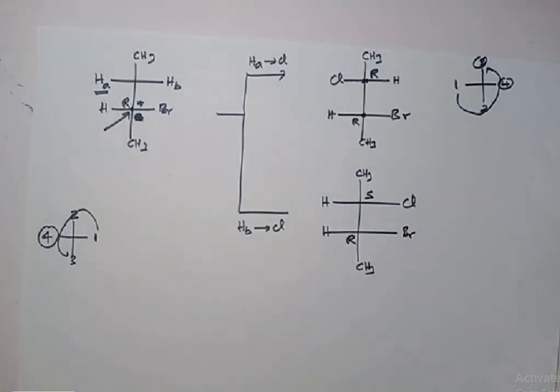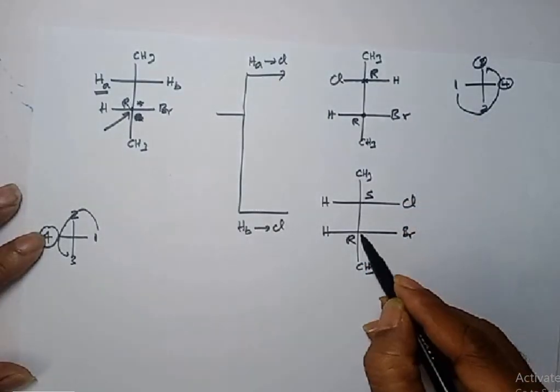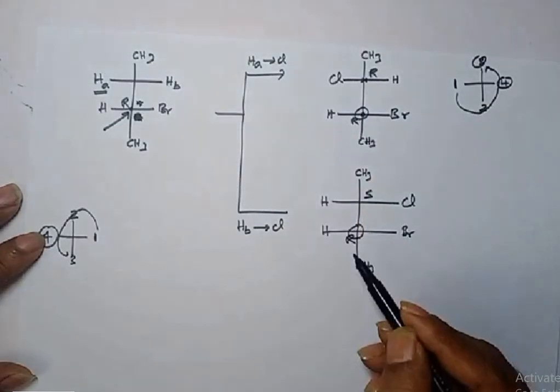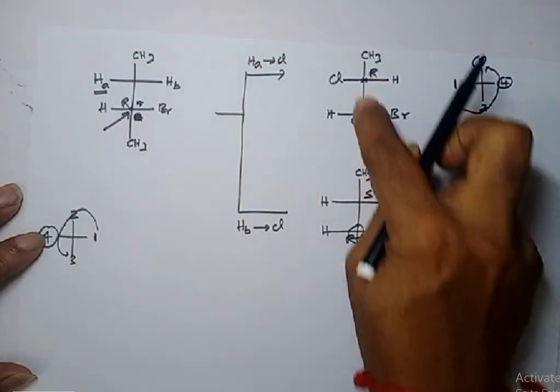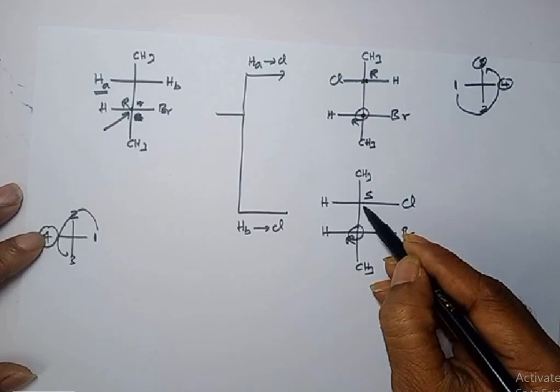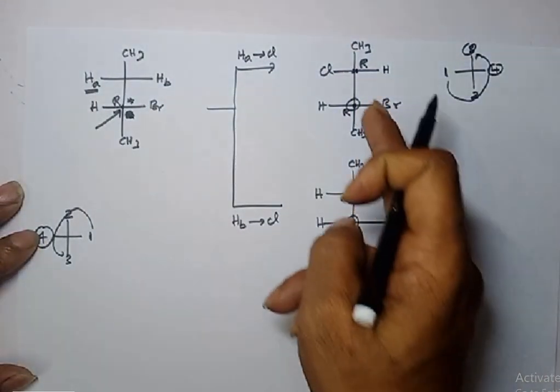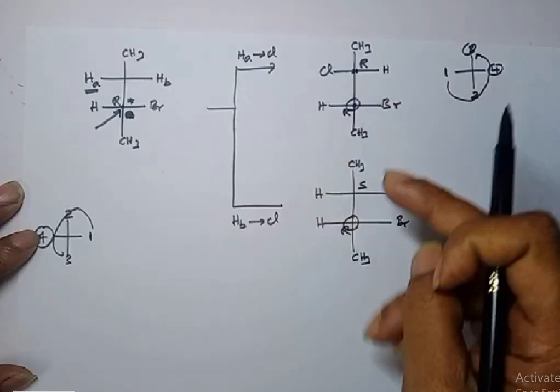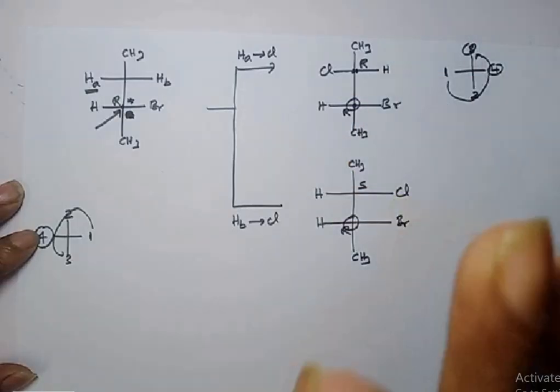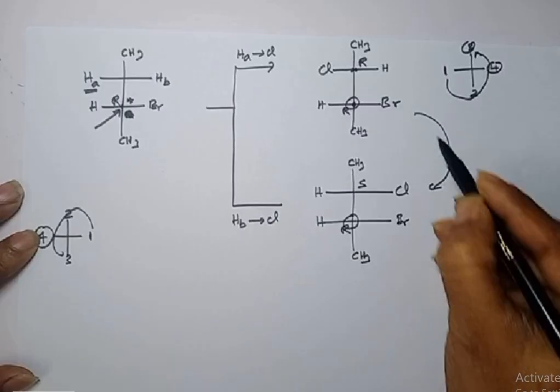Now listen carefully. See these two structures. One configuration is R, but the other configuration in one is R and in the other it is S. In the two compounds, one configuration remains the same, but the other configuration is changing. This means the two are diastereomers.